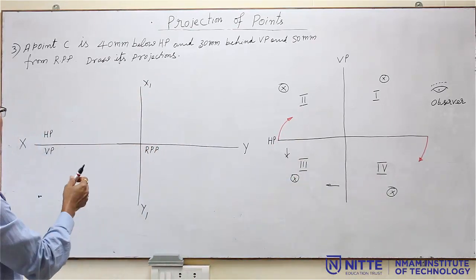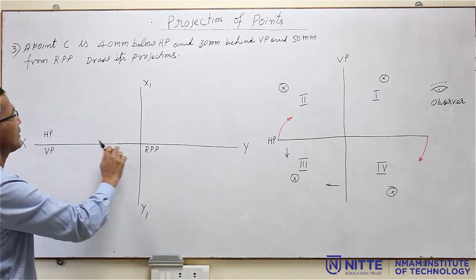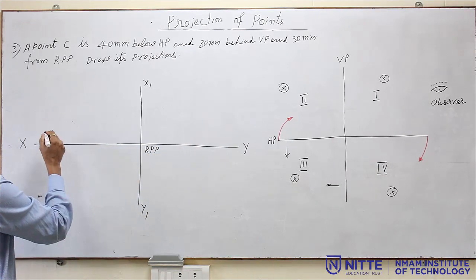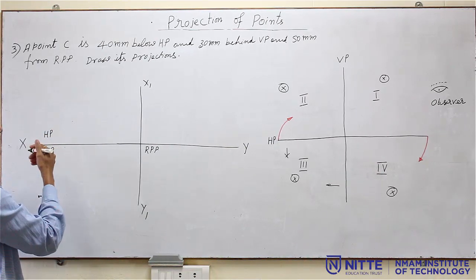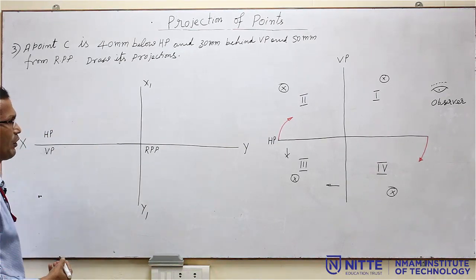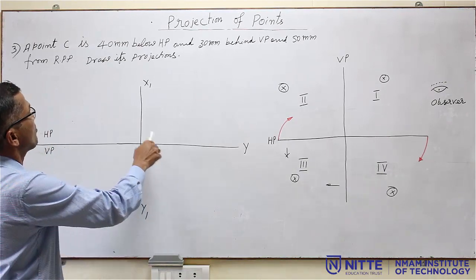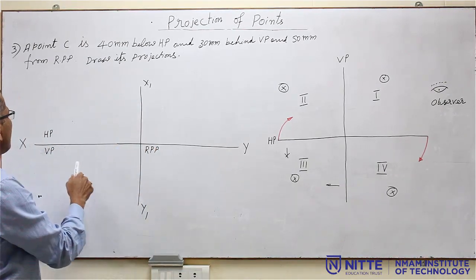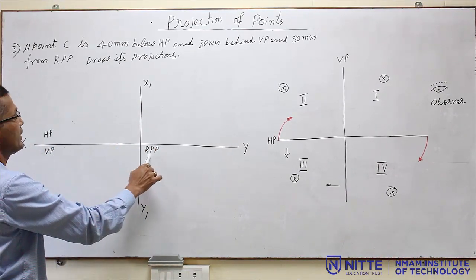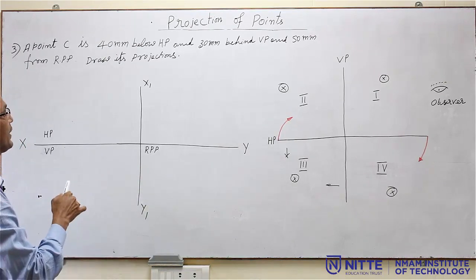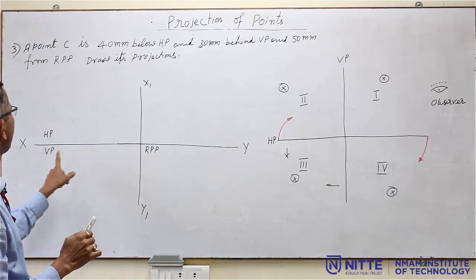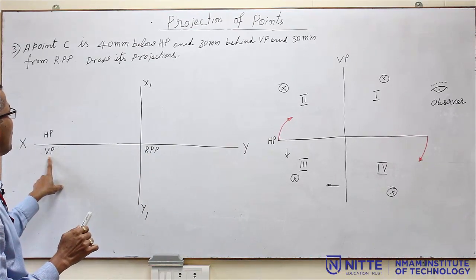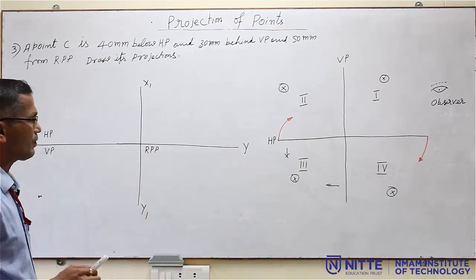So for the third quadrant, you have to prepare this quadrant system, that is HP is above the XY line, VP is below the XY line, exactly opposite of the first quadrant. Then after preparing this, you can see here the RPP is adjacent to VP. In the previous case we wrote RPP here, but here the RPP will be just adjacent to VP. This you have to remember.